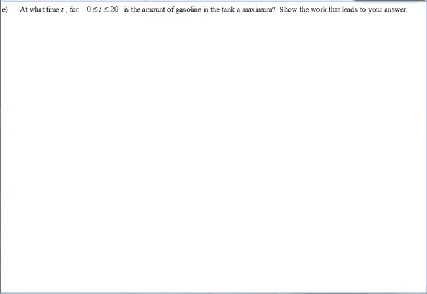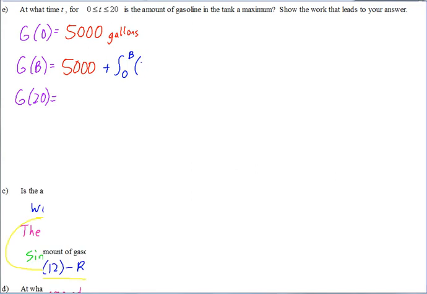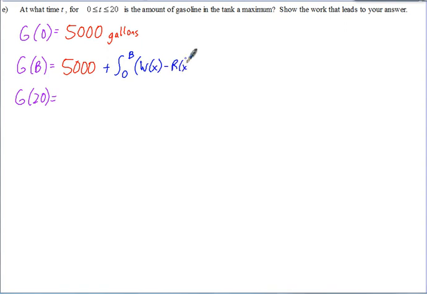So we need to find G of 0, G of B, versus G of 20. This time we're looking for which one of these is the largest. We already know G of 0, the initial amount, is 5,000. And you could integrate from 0 to 0, but that wouldn't give you anything. G of b is the one we need to find. Plus the integral from 0 to b, W of x and r of x. So we'll have to calculate that one.